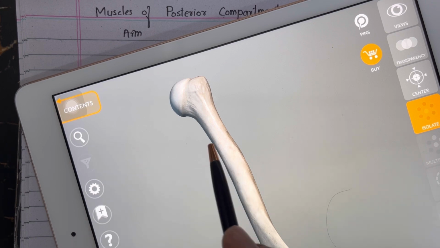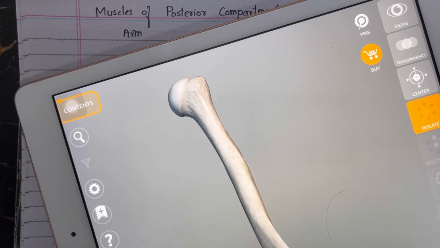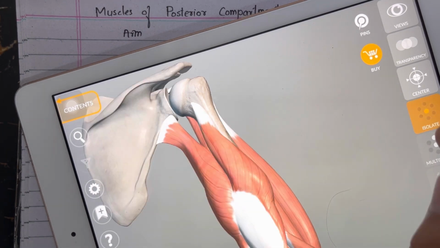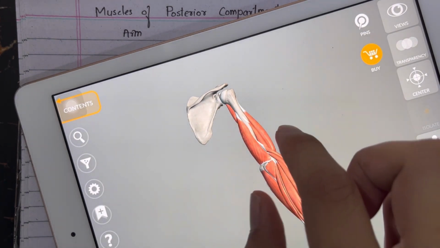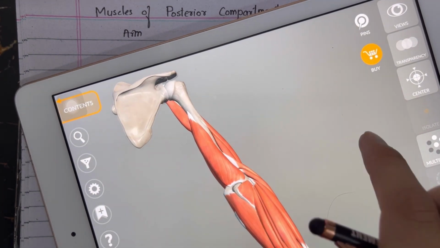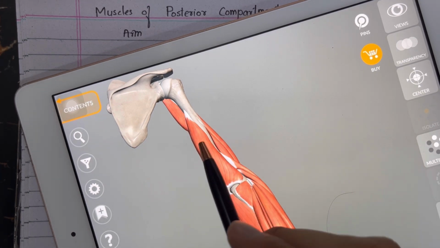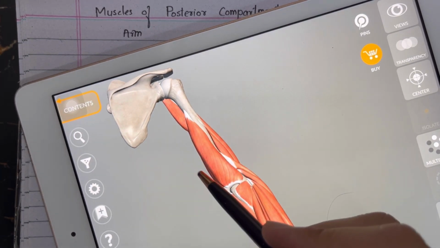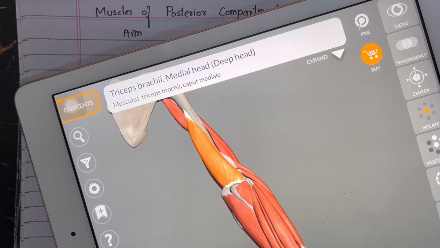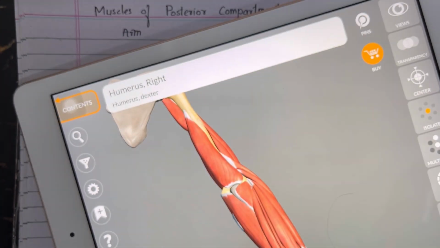So the short head originates above the spiral groove, while the intermediate head, this is the intermediate head of the Triceps Brachii muscle, originates from the posterior surface of the humerus bone but below the spiral groove. The short head originates from the posterior surface above the spiral groove, while the intermediate head originates from the posterior surface below the spiral groove.